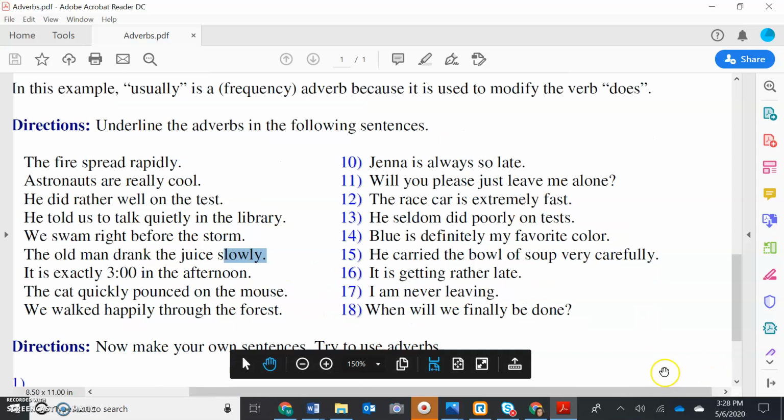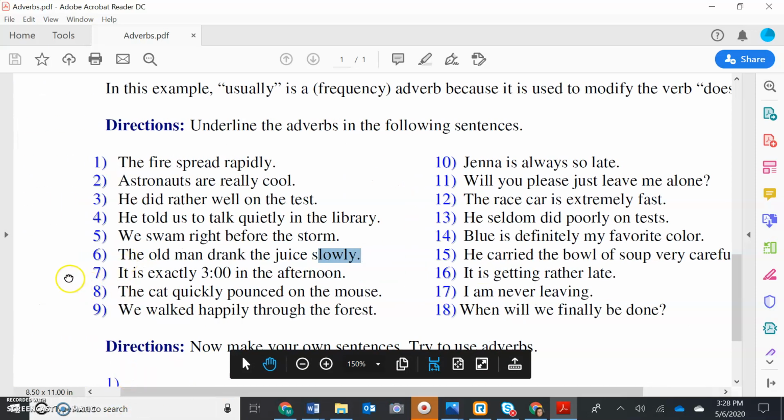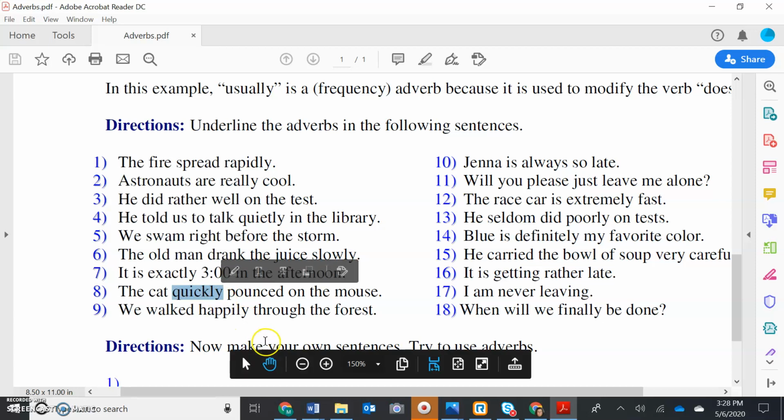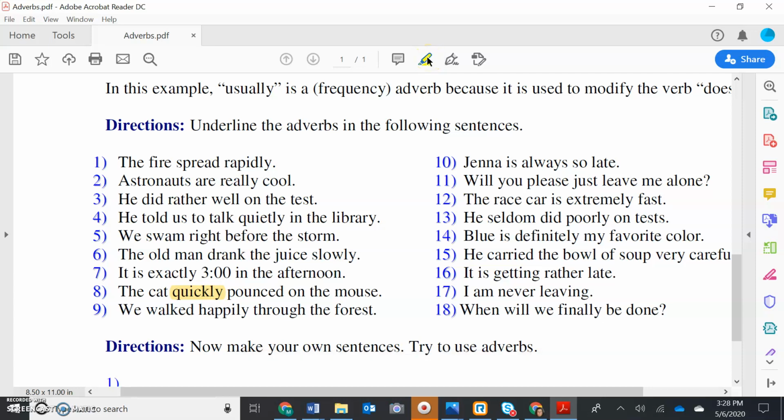Let me make this a little bigger for you. Number 7. It is exactly 3 o'clock in the afternoon. What is it? It's exactly. The cat quickly pounced. How did the cat pounce? Quickly. Does this highlighter work? Oh, wow, it does.